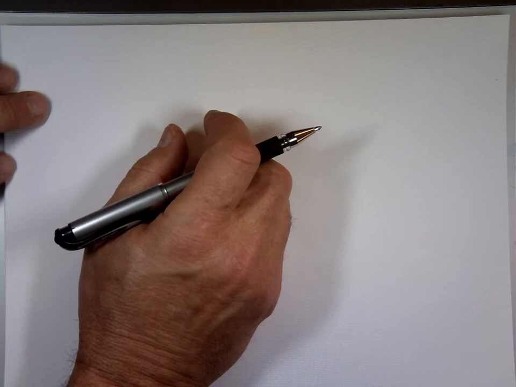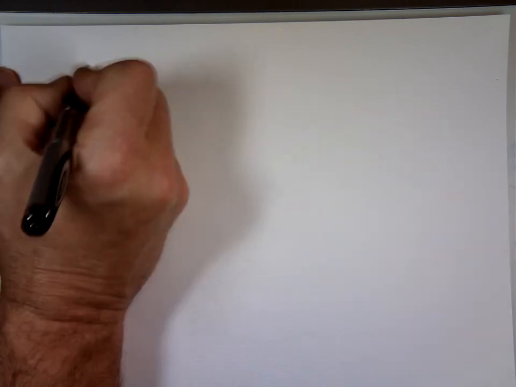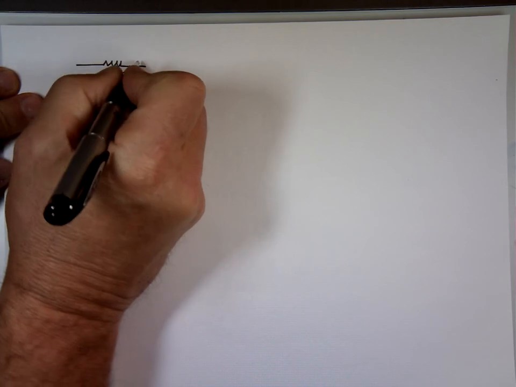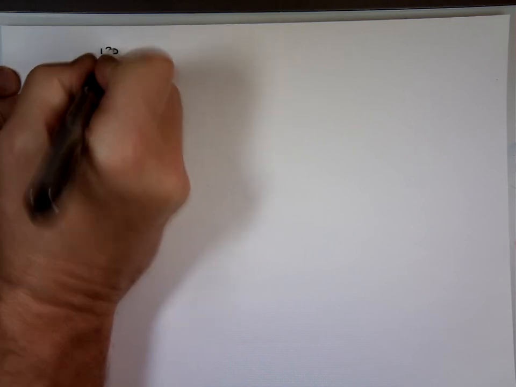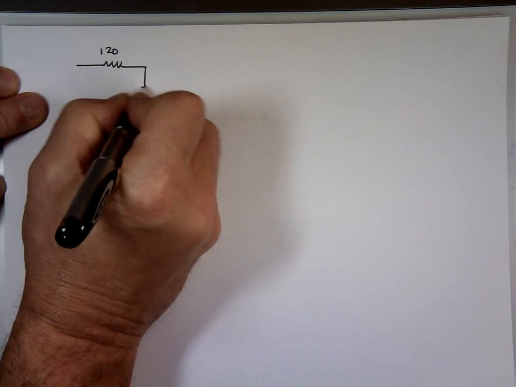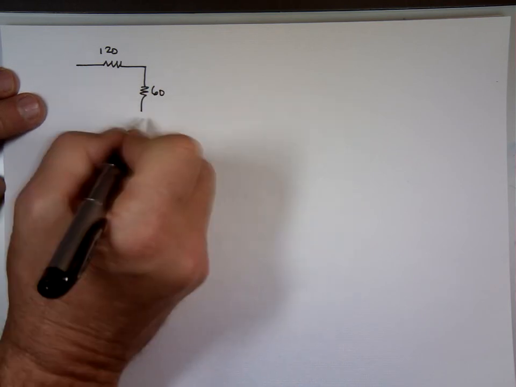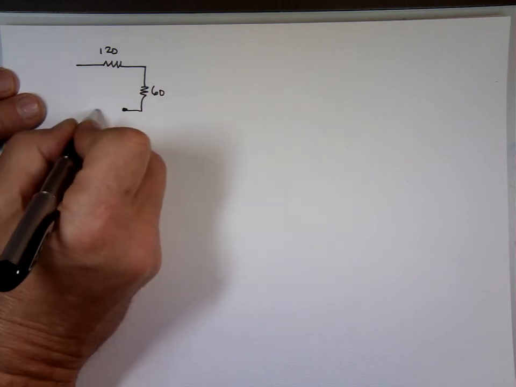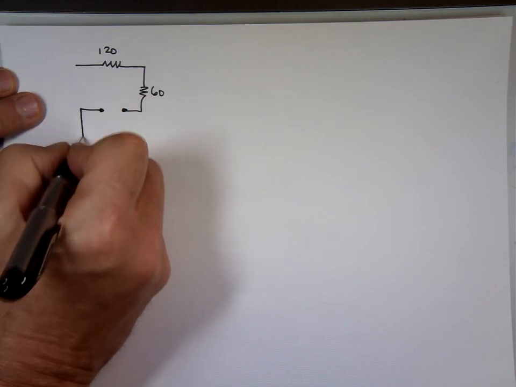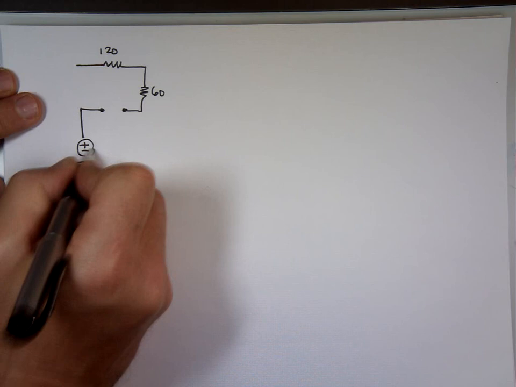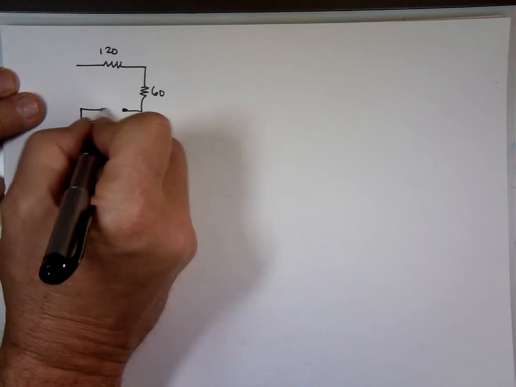Let's try one more example, maybe make it a little bit bigger here, and take advantage of everything that we learned. Here's my circuit. 120 ohms, 60 ohms, we have a switch here, plus to minus 18 volts. The switch was connected, then swings open at t equals 0.